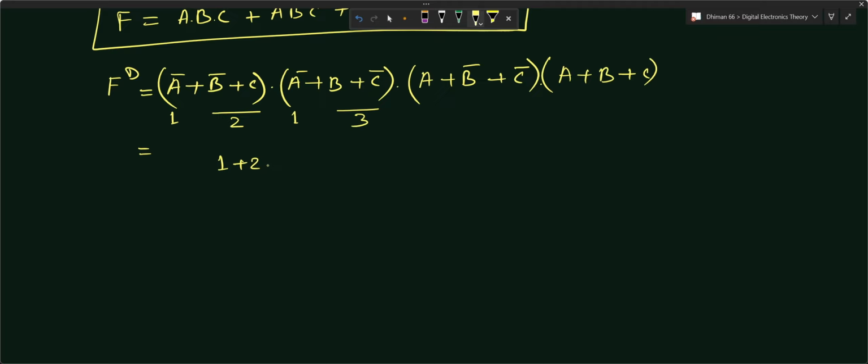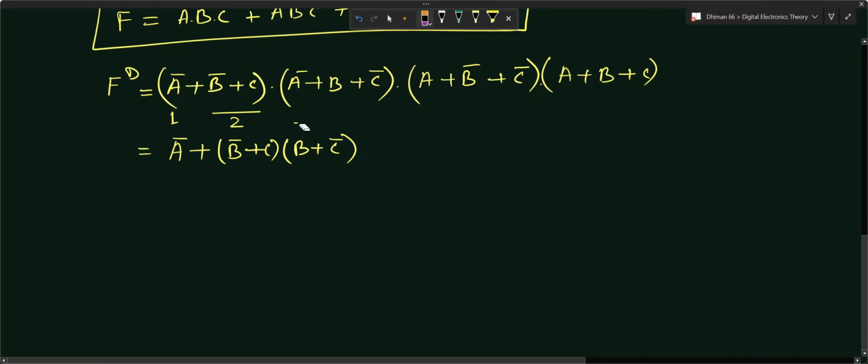1 plus 2 multiplied with 3. So in this form we can write. Let me rewrite here: a bar plus 2 3, 1 plus 2 3. So 2 3 is (b bar plus c), this will be multiplied with 3, (b plus c bar). Okay, so up to here I hope you are clear.